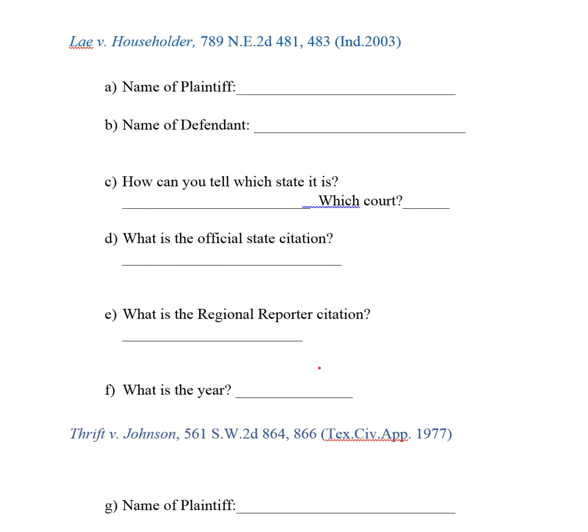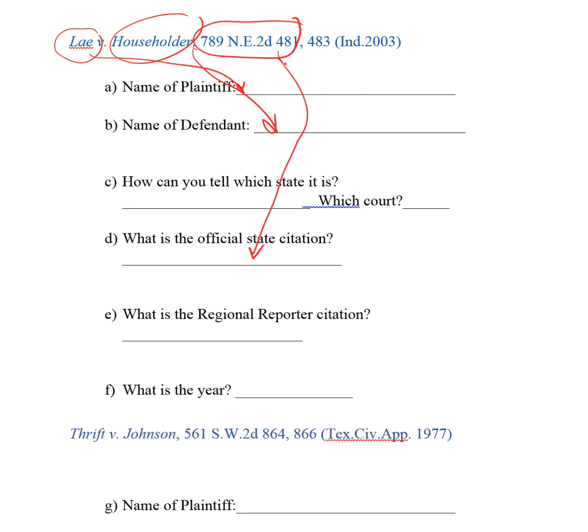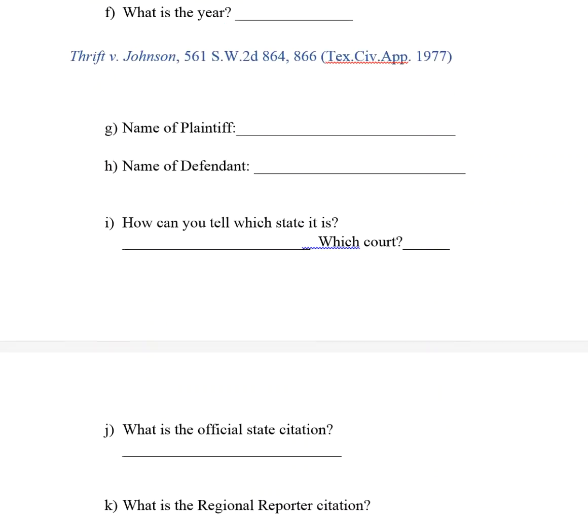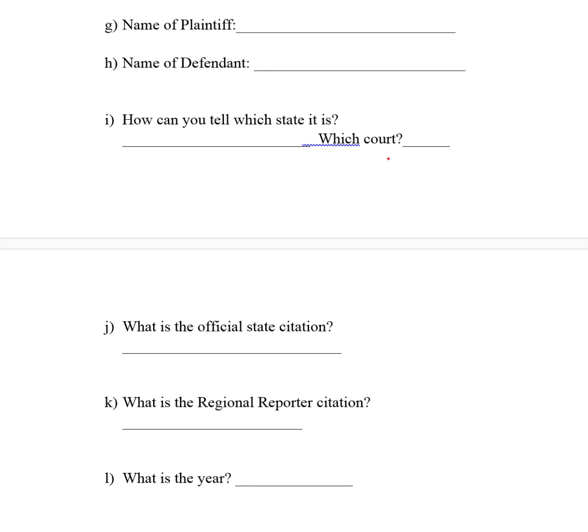Here's another one from Indiana, but this is the Supreme Court. So again, you have the name of the plaintiff, the name of the defendant, you have the regional reporter citation, which is also the official state citation. And this is the pinpoint cite. The way you tell is that it has the court and the year, Indiana 2003. Again, we have an example from Texas Civil App. We have only the Southwest citation. This is the pinpoint cite. And we have Texas Civil App 1977. So there you have it.